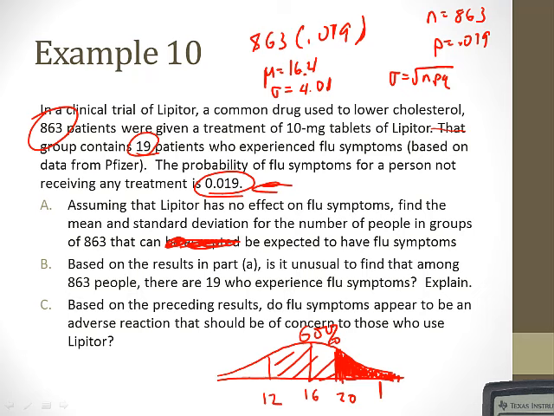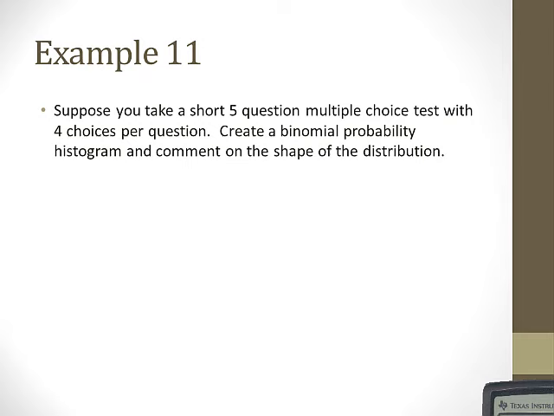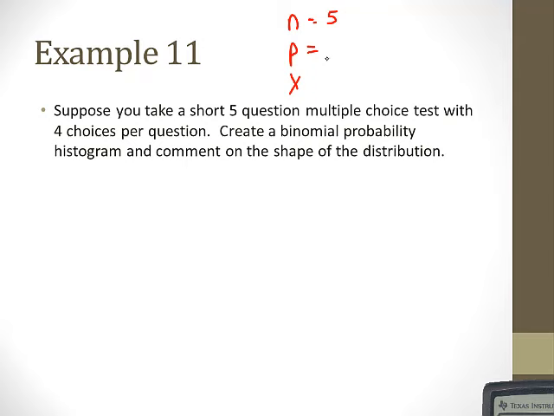The last thing we'll look at is constructing binomial probability histograms. So suppose you take a short 5-question multiple choice test, 4 choices per question. Let's create a binomial probability histogram, and we'll comment on the shape and distribution. Let's start here. So again, we're going to have n, p, and x. So n is 5, p, 5 questions with 4 choices. We have to be given that. So p is 0.25.